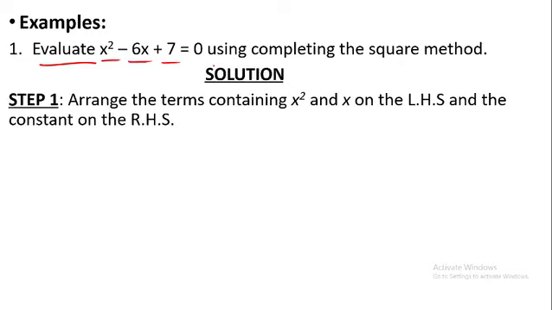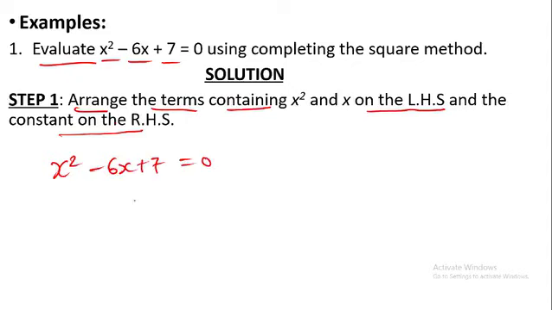The very first thing we need to do, which is step 1, is to arrange the terms containing x squared and x on the left hand side of the equation, while the constant will be on the right hand side. Remember our equation is x squared minus 6x plus 7 equal to 0. So we have x squared minus 6x on the left hand side, while 7 crosses over the equality and becomes minus 7, which is a constant, on the right hand side of the equation. Then step 1 is satisfied.